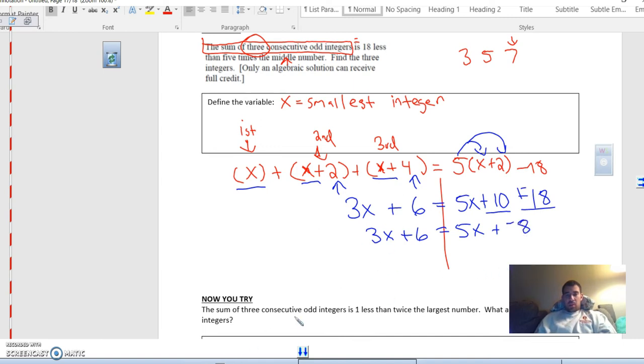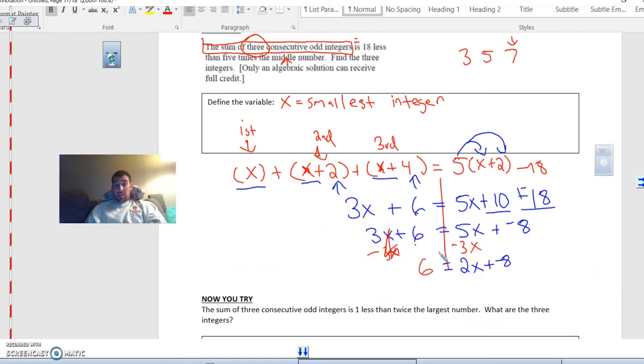Get the variable to one side, so we subtract 3x. Cancel that out, subtract 3x. That's 2x. We have 6. Sorry, I shouldn't cross that out. That was an accident. So we have 6 equals 2x plus negative 8.